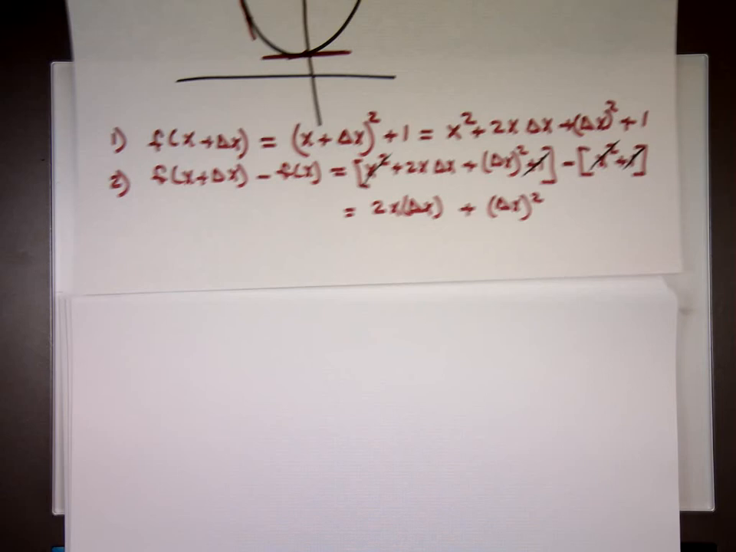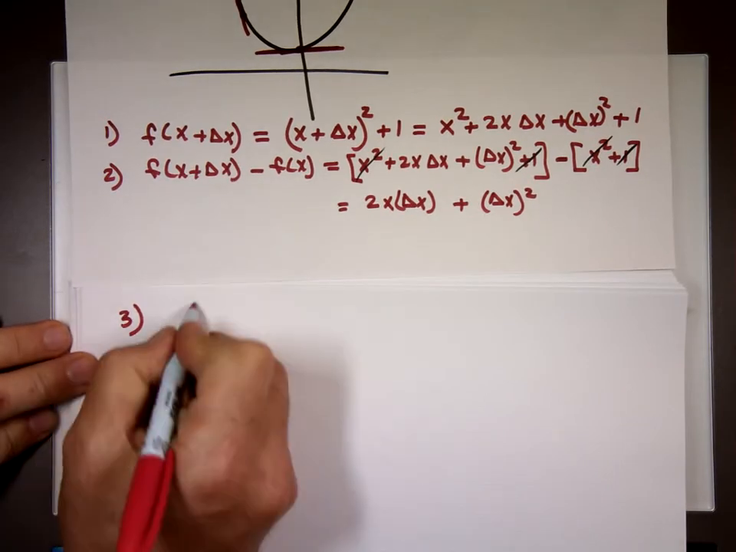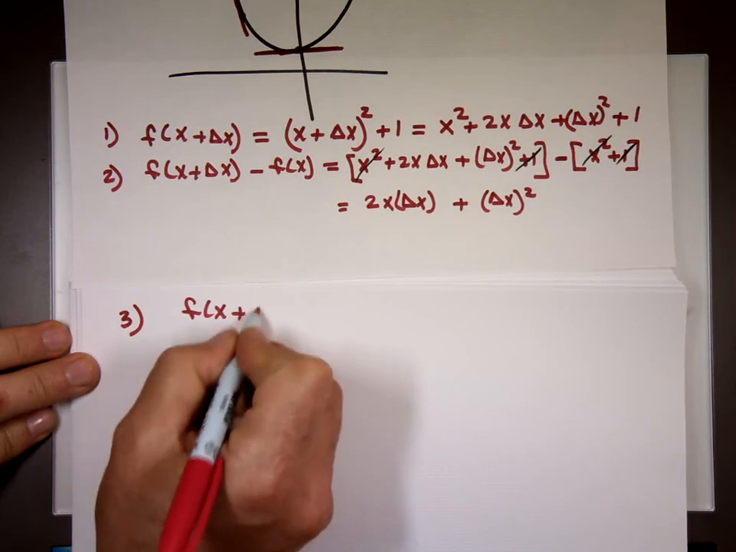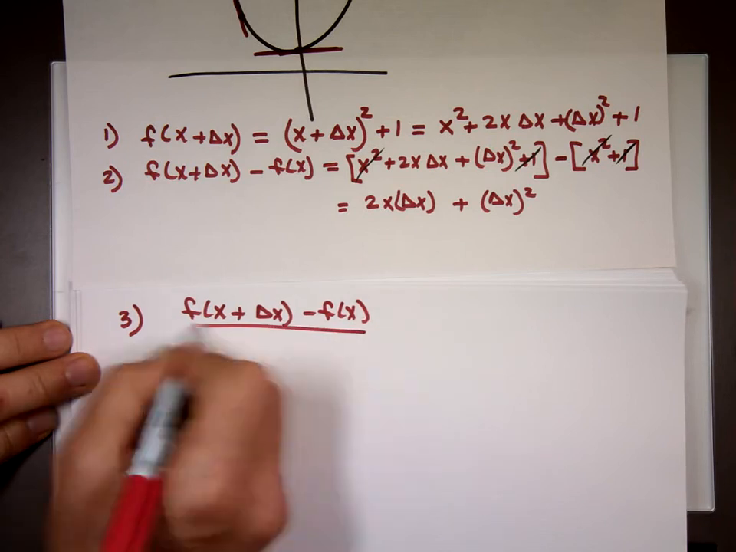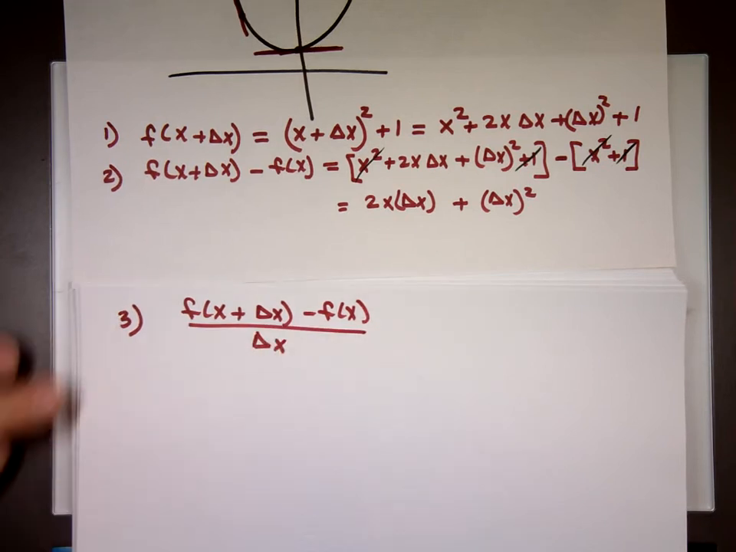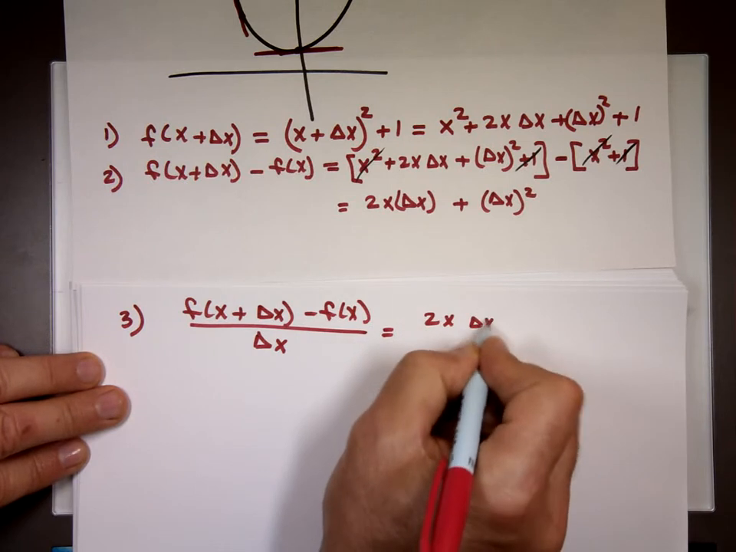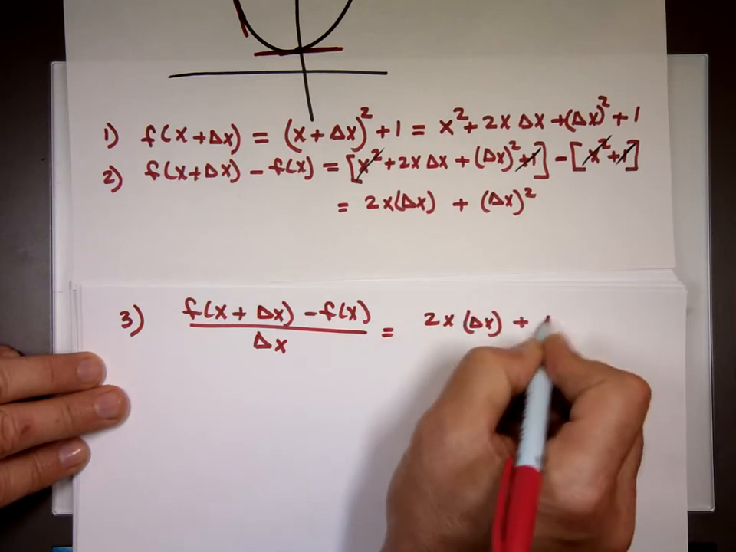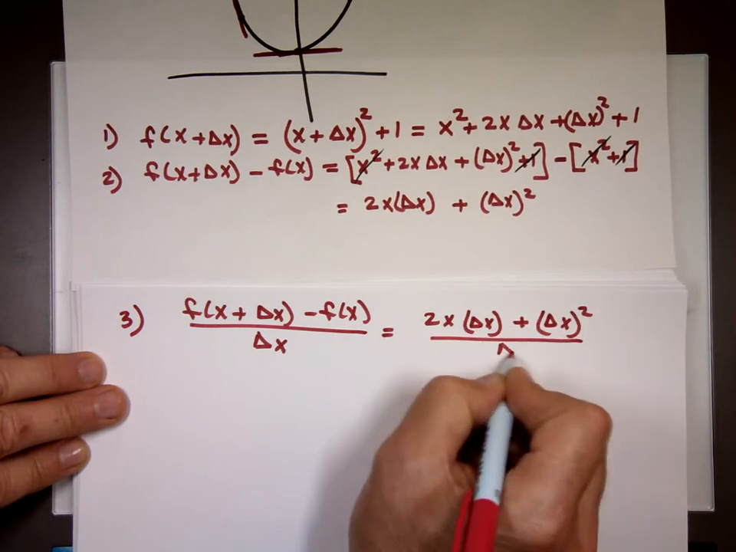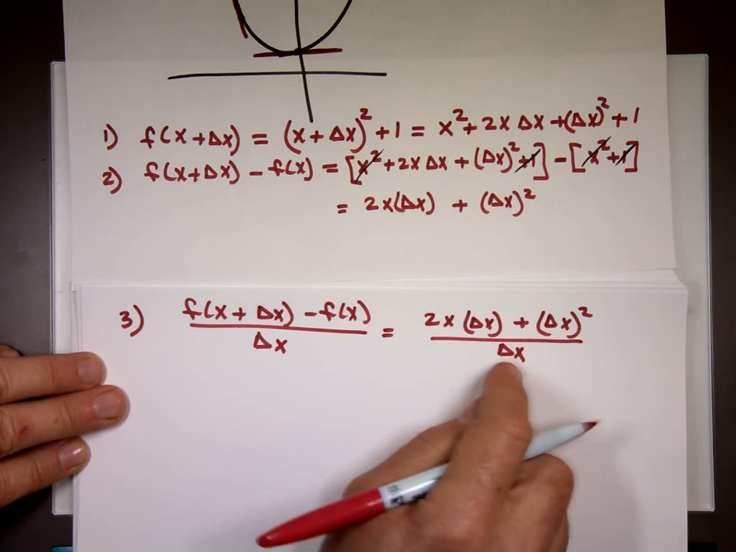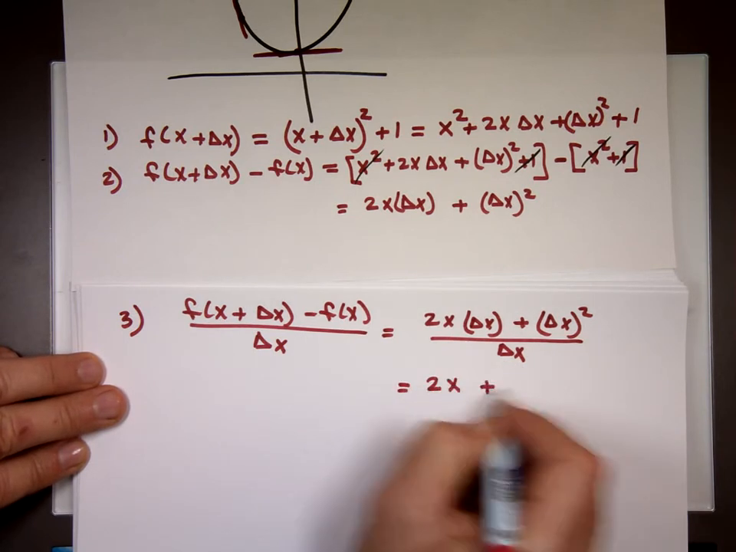Step number 3. You want to take the answer from step number 2 and do what with it? Divide it by delta x. That'll be 2x delta x plus delta x squared, divided by delta x. Now you're dividing each one of these by delta x. So you're going to end up with what? 2x plus what? Delta x.